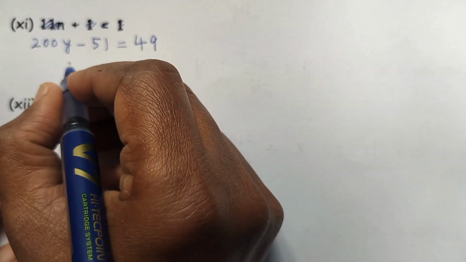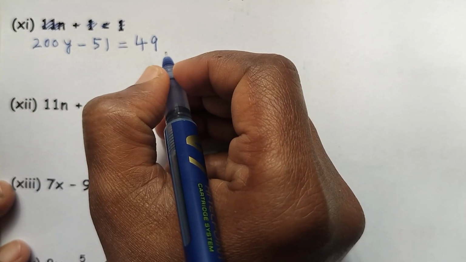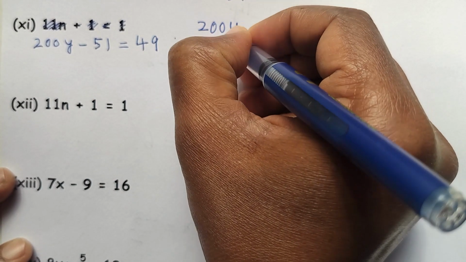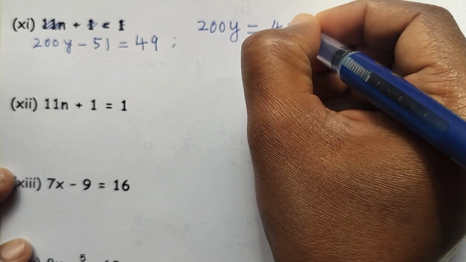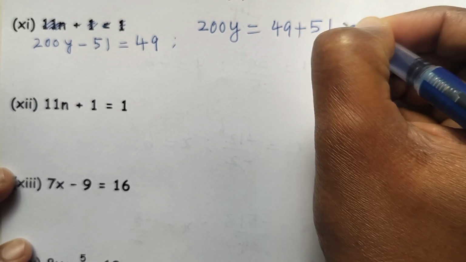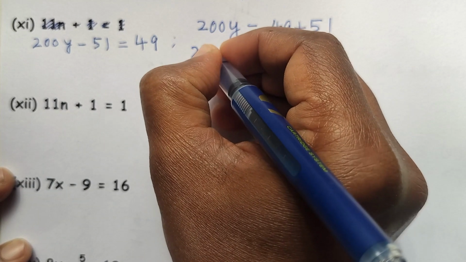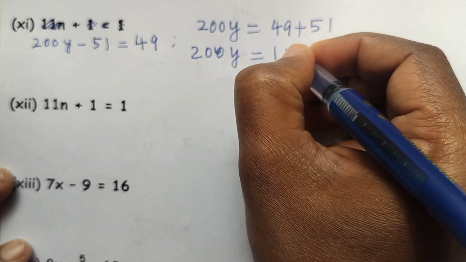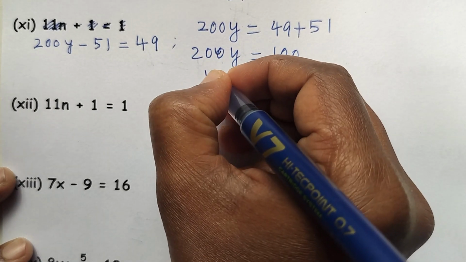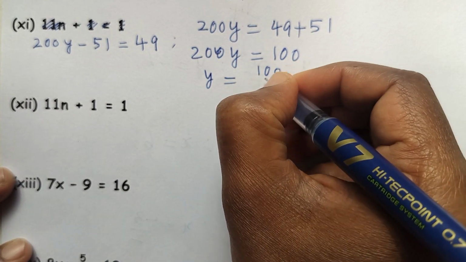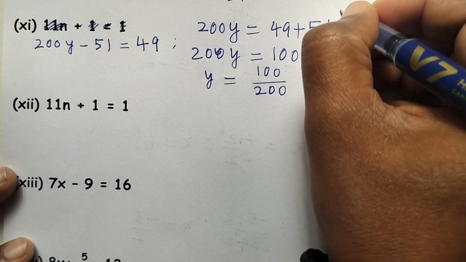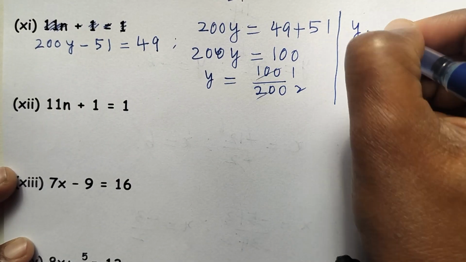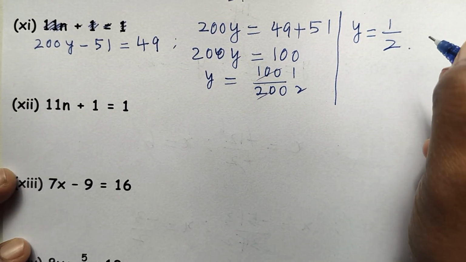Next 11th one, 200y minus 51 equal to 49. So 200y equal to 49 plus 51. Then 200y equal to, 49 plus 51 will be 100. Then y equal to 100 by 200. So 100 by 200 we get 1, 2. Then y equal to 1 by 2.